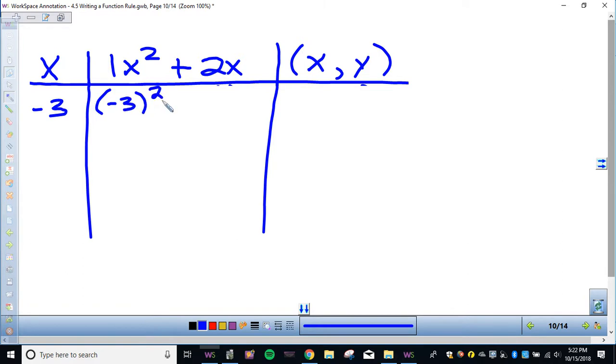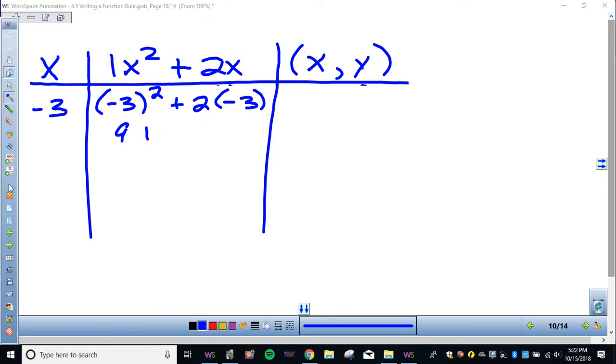But make sure, when you plug in a negative or positive number, use parentheses, because if you don't, you'll end up with the incorrect answer. So -3 squared means -3 times -3. Remember, the exponent tells you how many times you need to multiply the base. So -3 times -3 is 9. 2 times -3 is -6. So I'm actually going to take my plus away and just write -6. So when I plug in -3, I get +3.